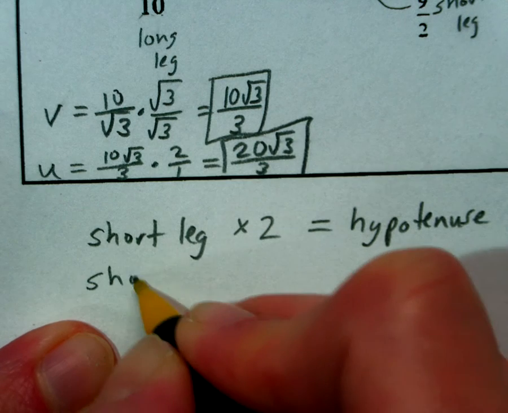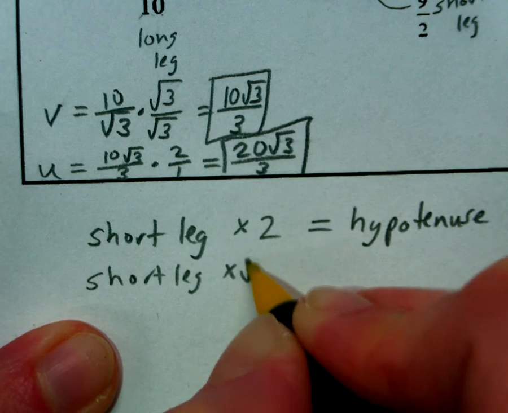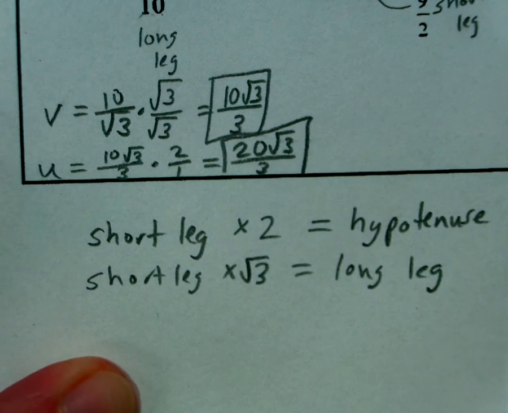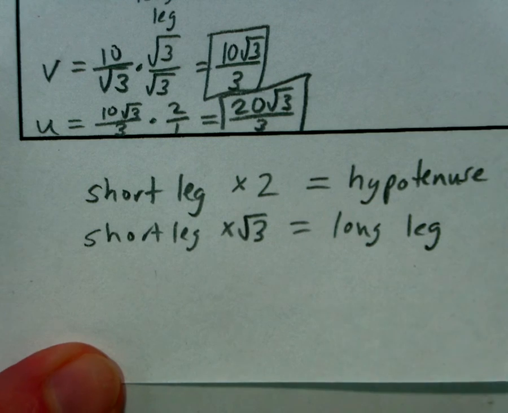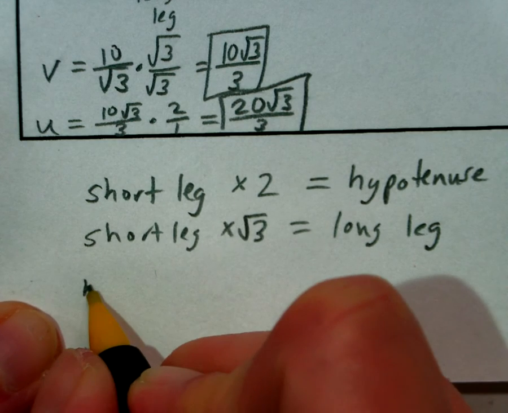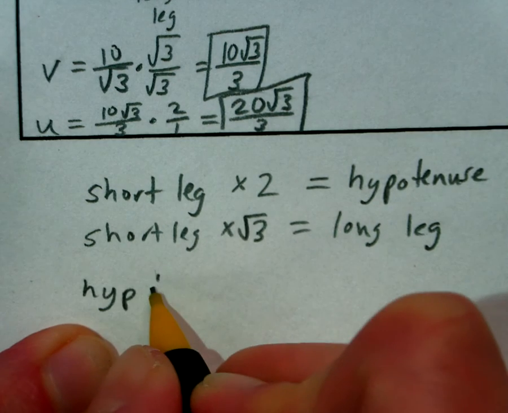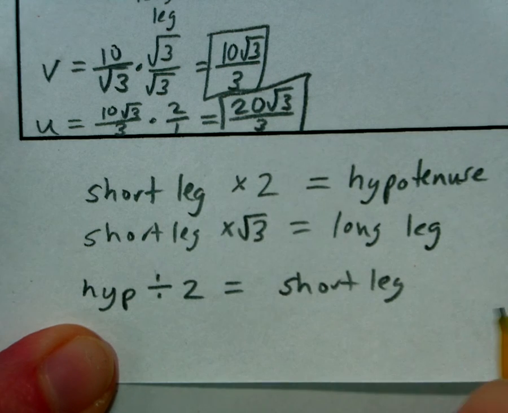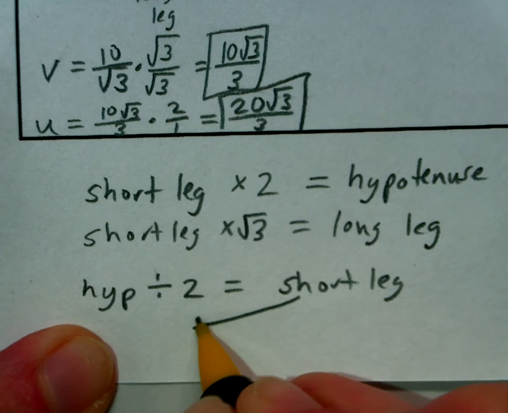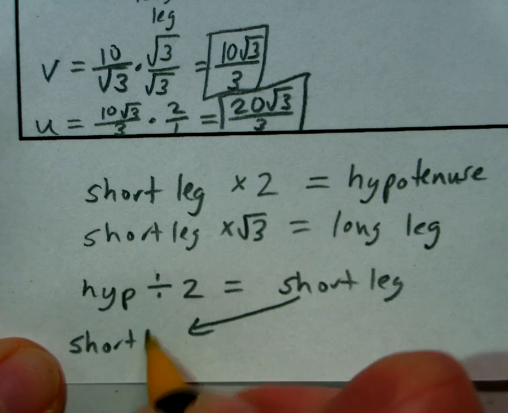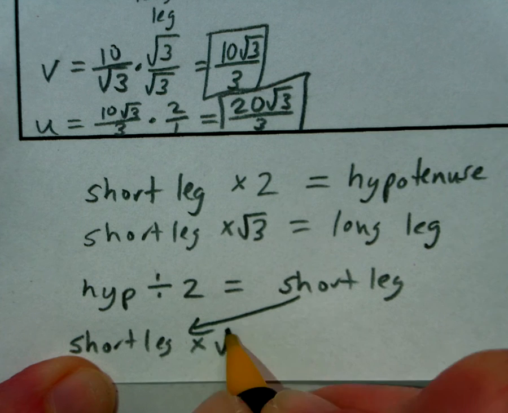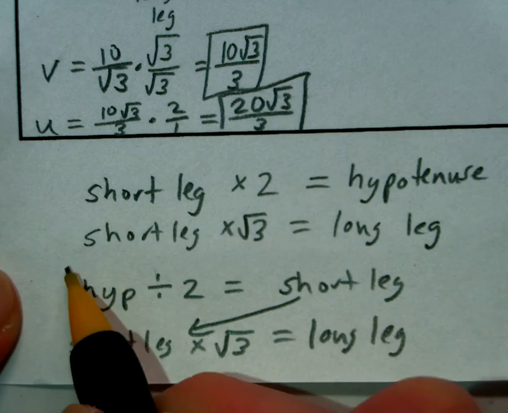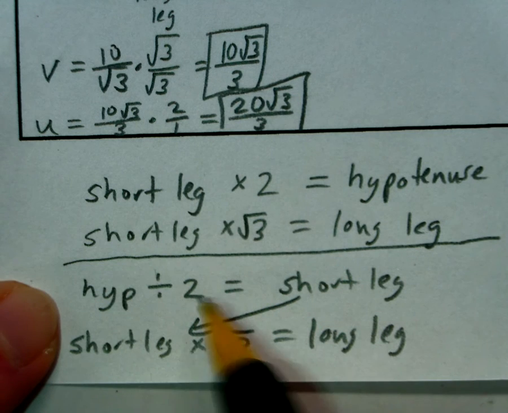Okay? If you have the short leg, you multiply by the square root of 3 to get the long leg. If they give you the hypotenuse, you would divide by 2 to get the short leg first, and then you would take the short leg times the square root of 3 to get the long leg. You would have to go in that order. So if they give you the hypotenuse, that's what you would do.